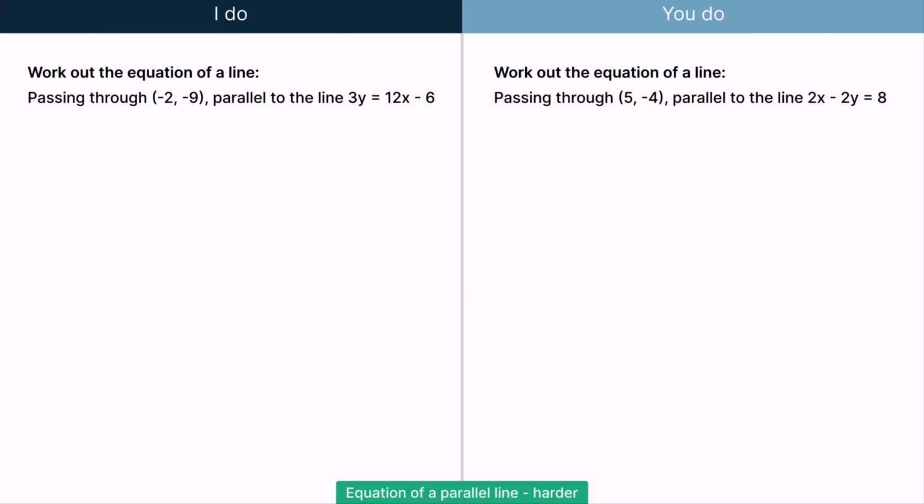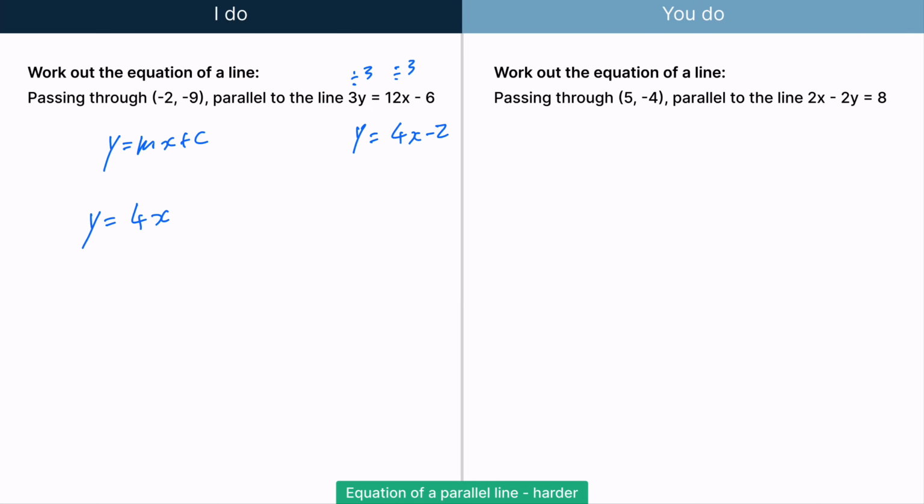Looking at this one here, it is a parallel line, so you might be tempted to say the gradient is 12. The trouble is that bit there. Remember the standard form is y is equal to mx plus c. When there's something in front of the y, like we've got 3y here, we want to get rid of that 3. So if I divide each side by 3, I get y is equal to 4x minus 2. So now I know the gradient of the other line is 4.